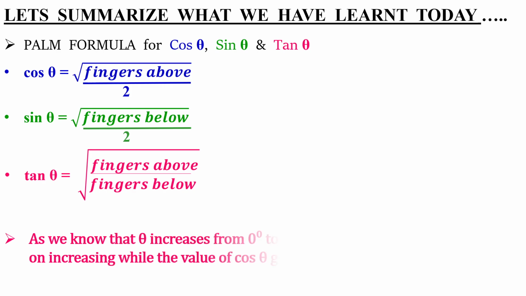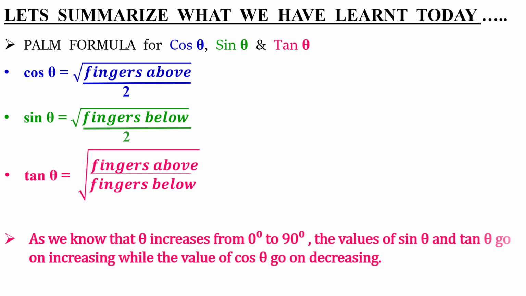So one more thing we saw, that as the value of theta increases from 0 to 90, when we talk about 0 to 90 there are many angles, but since today's topic was just standard angles, when I say theta increases from 0 to 90 degrees, I am referring to the standard angles only. So when the value of standard angles increases, if you recollect that table, we saw that the value of sin theta and tan theta is continuously increasing, whereas the value of cos theta was continuously decreasing. So here we come to the end of the session.